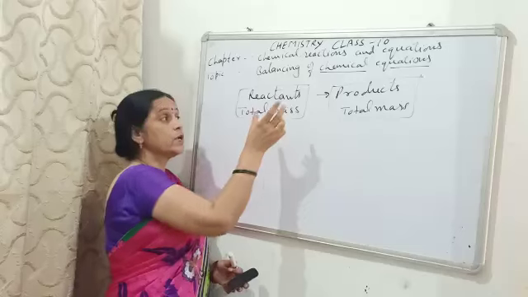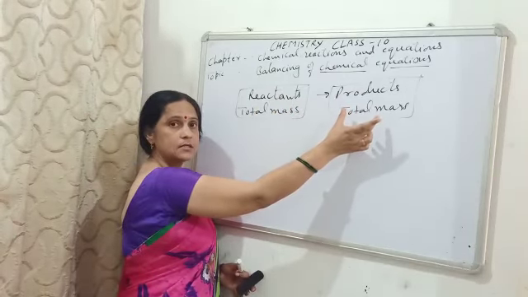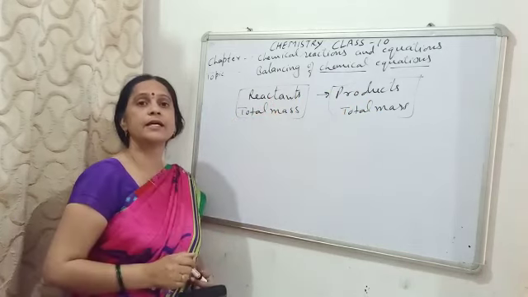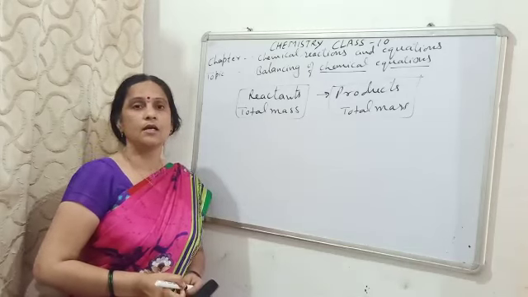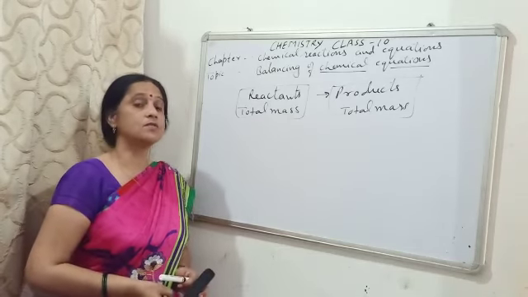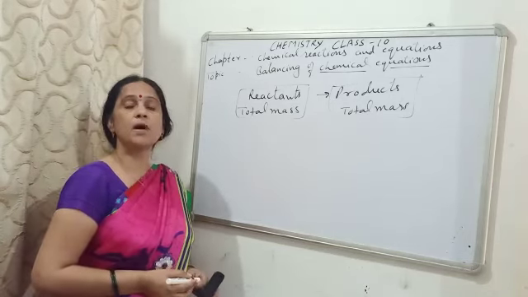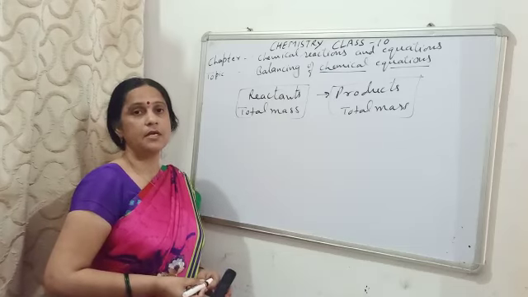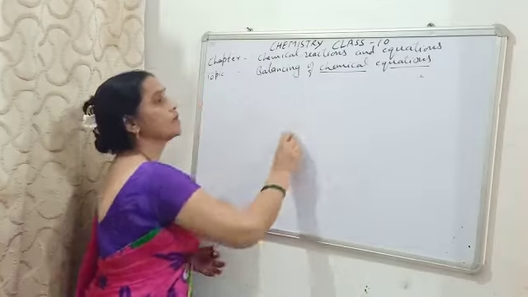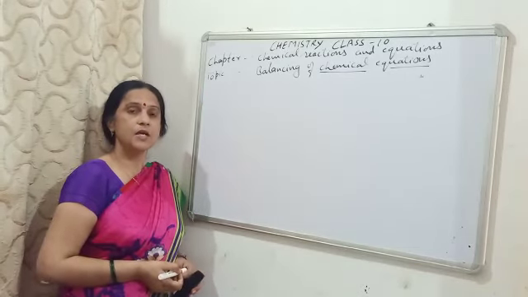And to equalize the total mass of the reactants to the total mass of the products, the number of atoms of each element on both reactant and product side should be equal. So balancing of chemical equation is necessary, because without the balancing of chemical equation, the law of conservation of mass could not be applied. Now, how can we balance a chemical equation?